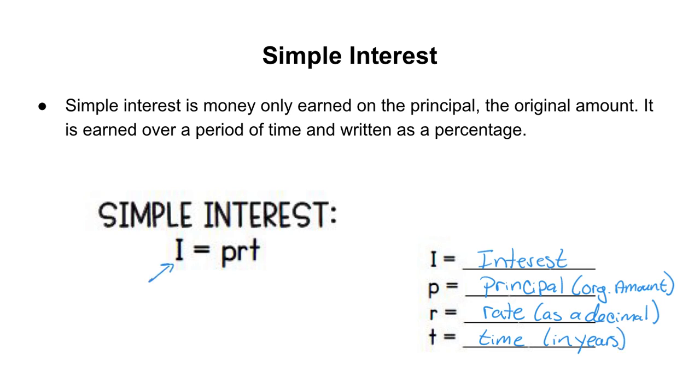So the I is interest. P is principal times the rate as a decimal, and then times time, and that is in years.